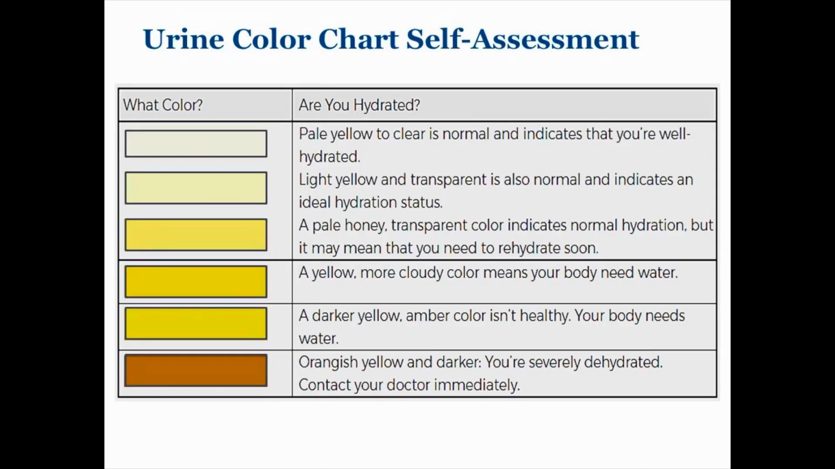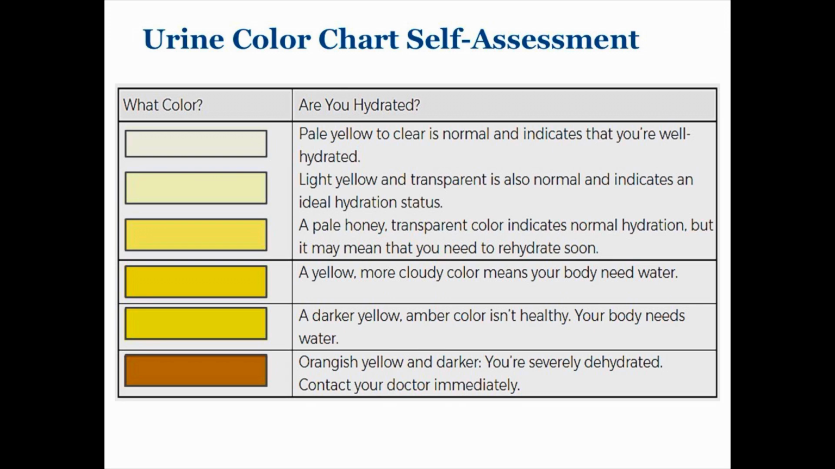A urine chart. This is also a good self-assessment. So pale yellow to clear is normal and indicates you're well hydrated, outside of other circumstances where you're taking medication that you know discolors the urine. Does that make sense? Okay. Light pale and transparent is also normal and indicates ideal hydration. A pale honey transparent color indicates normal hydration, but it may mean that you're on that borderline and need to rehydrate soon. A yellow, more cloudy color means your body needs water.